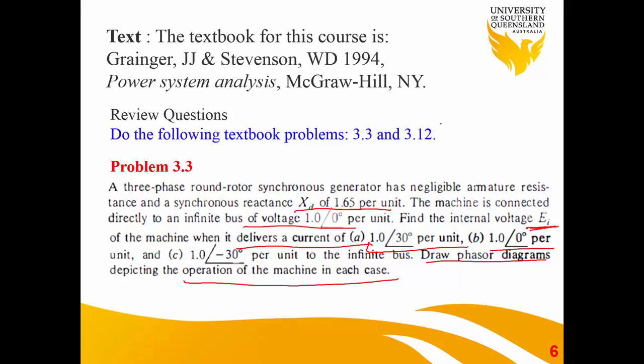What does it mean, 30 and minus 30? Because there is 30 degrees, 0 degrees, then minus 30 degrees. Leading or lagging, which one is what? Plus and minus, how is it? Leading is one, and then lagging. Okay, and you have to draw the phasor diagram.